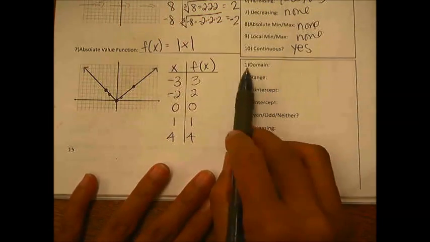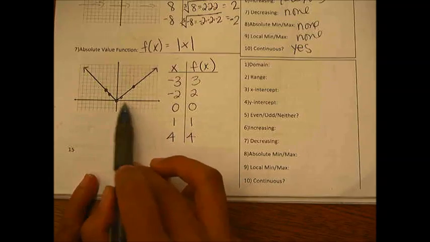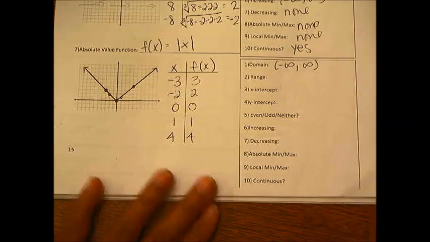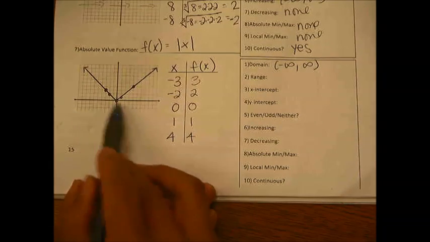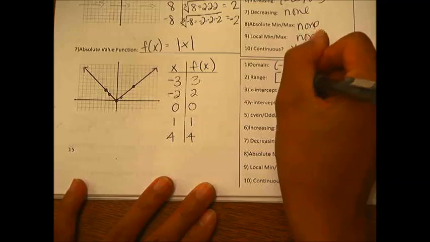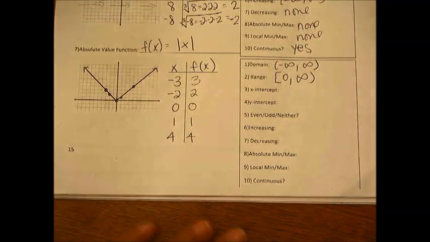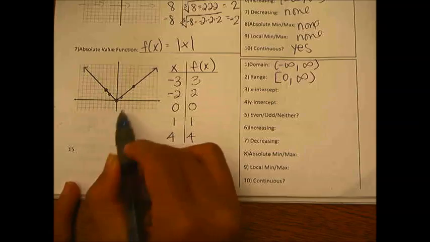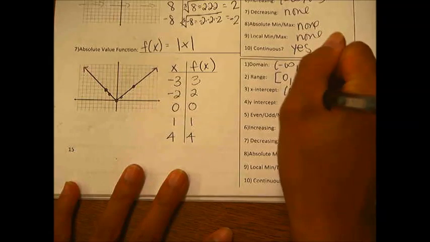So let's talk about the domain. Notice how it goes right forever and goes left forever. So the domain is negative infinity to positive infinity. The range doesn't go down forever, but it does go from here all the way up. So we're going to include 0 and go to positive infinity. X-intercept and y-intercept, they both cross over at the same exact location, which is 0, 0.